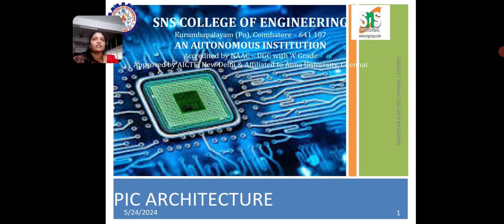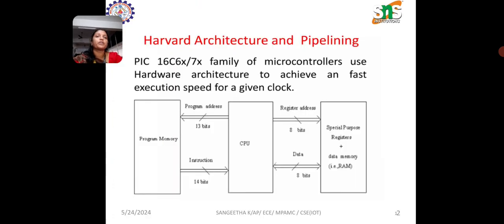So, in the last video, we discussed the PIC microcontroller basics. Today we are going to see the hardware architecture with pipelining, and we are going to cover the 16C67 PIC microcontroller. Coming to hardware architecture, the PIC 16 series like PIC 16C66 and 16C67 uses a hardware architecture which is mainly used for robust and efficient operation.